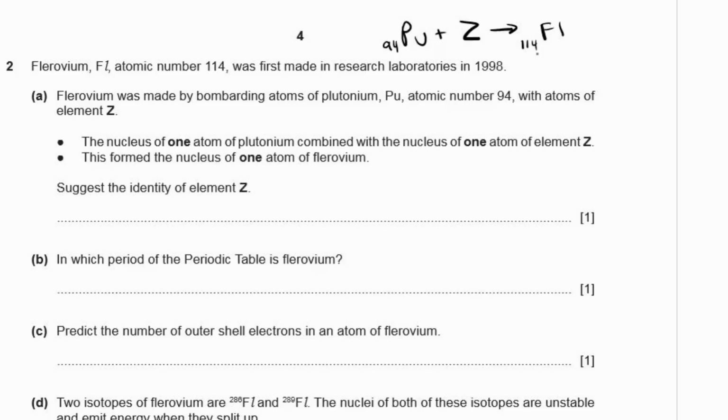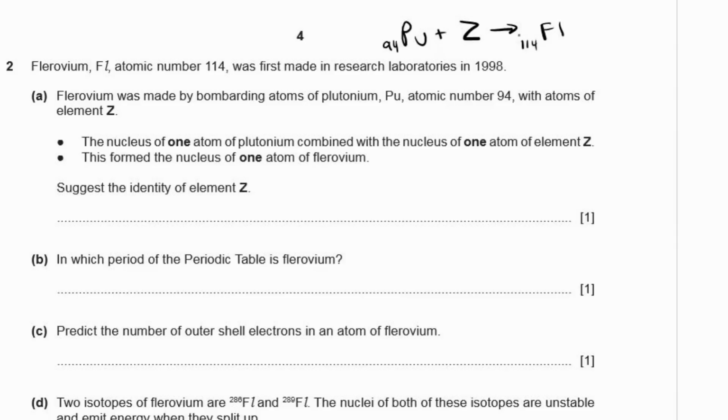Okay. The nucleus of 1 atom of plutonium combined with the nucleus of 1 atom of element Z, okay? That's what we have up here. This formed the nucleus of 1 atom of flerovium. That's what we have here. So suggest the identity of element Z.